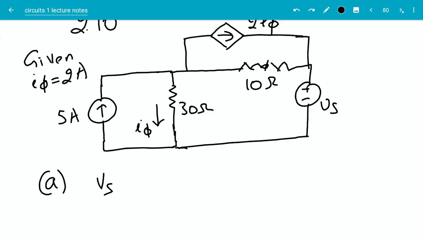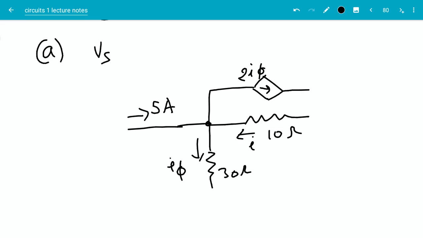Let us assume that the current through this branch here is I. Then I can write a KCL equation at this node here. I'm going to redraw that part again in the bottom for convenience. Here is the redrawn circuit with the node where we want to write the KCL equation.